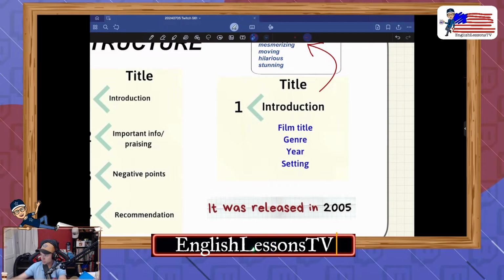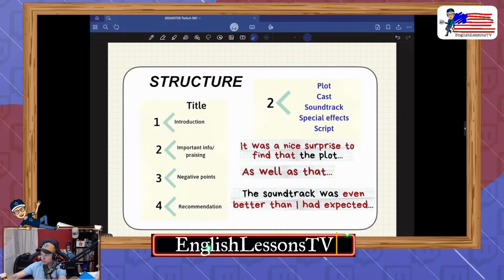Okay? And let's go to the second part. The second one is the important information, where praising is the same as talking well about the movie. Okay? You couldn't say simply the movie was very good. You need to use something more enriching. Okay? Because you want the examiners, the people who are going to correct your writing, to be happy about how much vocabulary you're showing.